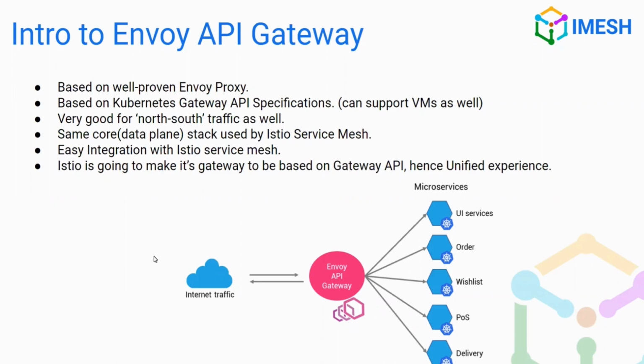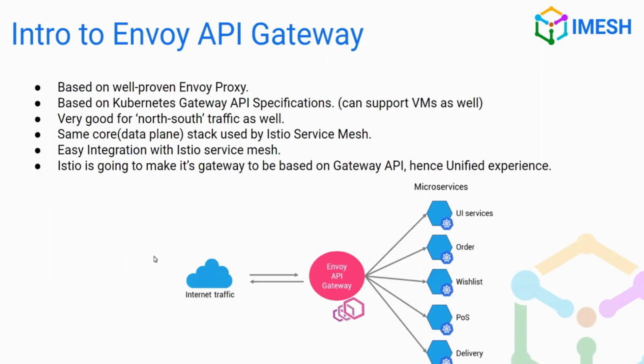It is very good for north-south traffic handling. And another advantage is Istio. We know the Istio service mesh is all over the world, and Istio internally uses Envoy proxy as its core, in the data plane, and the same core Envoy proxy is used here as well. So it brings the same functionality and the same security. That's why it is very easy to integrate with Istio. If in future someone wants to go for the Istio service mesh, migration or integration with Istio will be much easier if they start with Envoy Gateway.